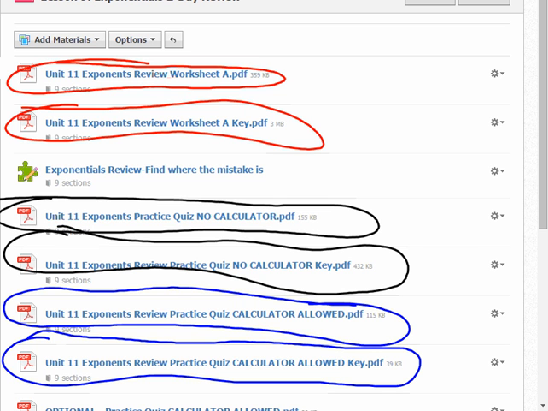And we'll be doing a lot of graph both sides and see where they cross. That's a great way to get answers that way. Okay. So the red ones there, the top ones, that's the assignment for tomorrow. All right, so please open up Unit 11, Exponents Practice Quiz, no calculator. The top one that I circled in black there. And I'll pause while we get that out.